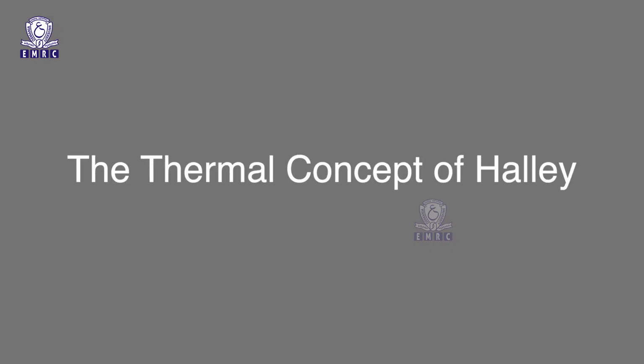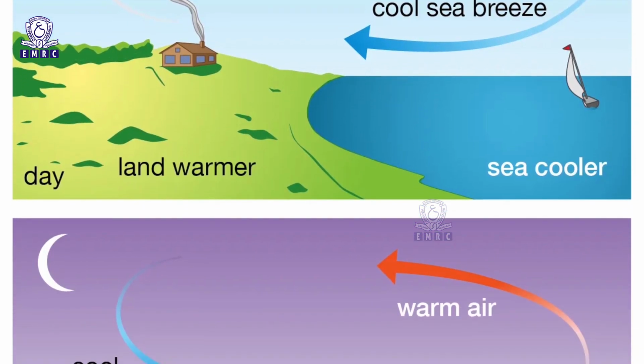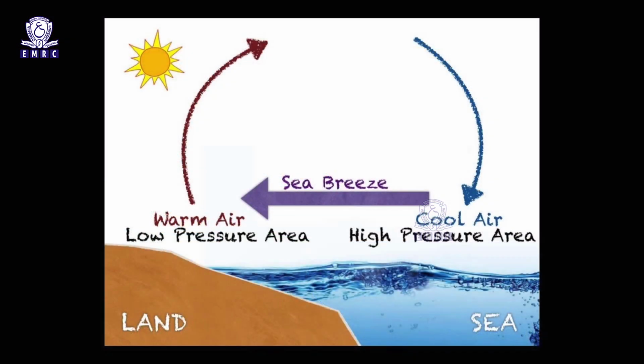The thermal concept of Halley. Halley, a noted astronomer, in 1686 hypothesized that the primary cause of the annual cycle of Indian monsoon circulation was the differential heating effects of land and the sea. According to this concept, monsoons are the extended land breeze and sea breeze on a large scale produced by the differential heating of the continents and the ocean basins.